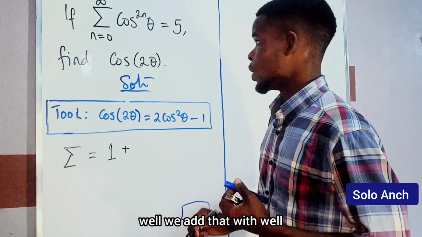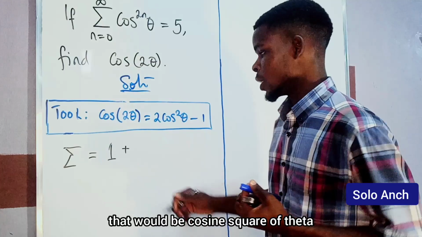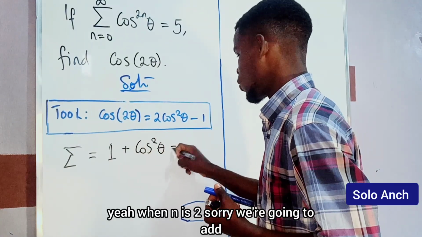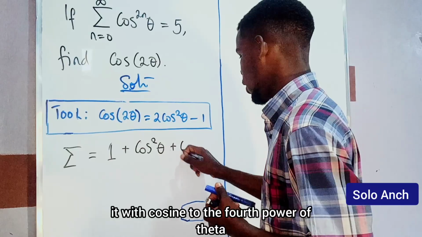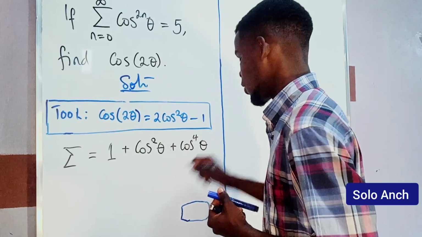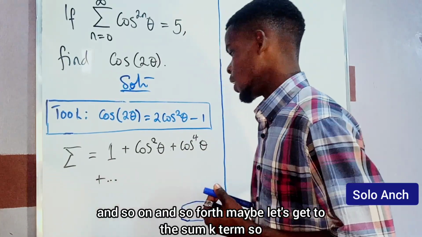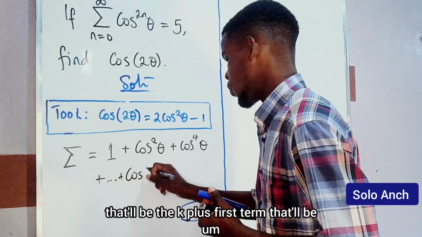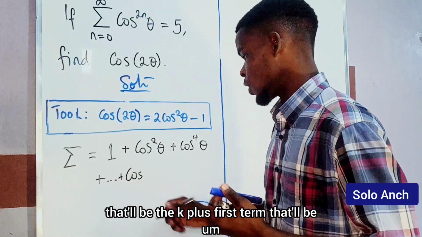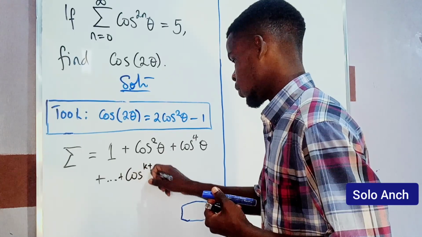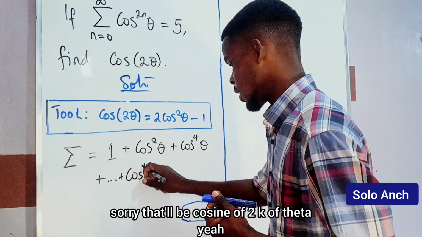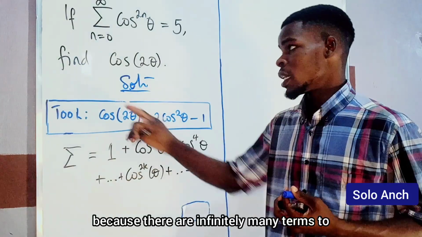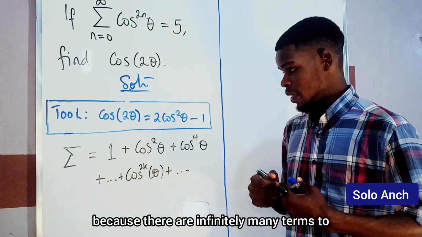Well, we add that with, when n gets to 1, that will be cosine square of theta. When n is 2, sorry, we're going to add it with cosine to the 4th power of theta, and so on and so forth. Maybe let's get to the k-th term. So that will be the k plus first term. That will be cosine of theta to the power 2k. Yeah, and then we're just going to keep on adding because there are infinitely many terms to be added.